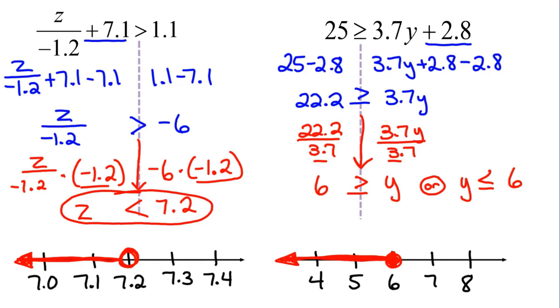So there we are, solving two-step inequalities with rational numbers, solving them the same way we have our two-step equations previously, but just dealing with fractions and decimals.